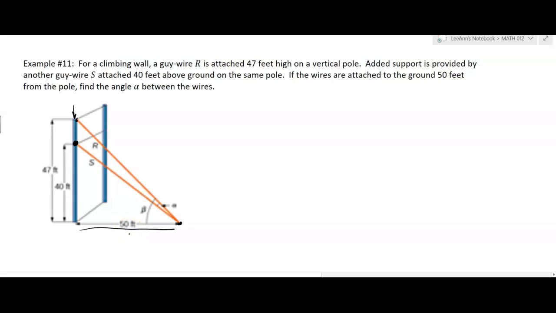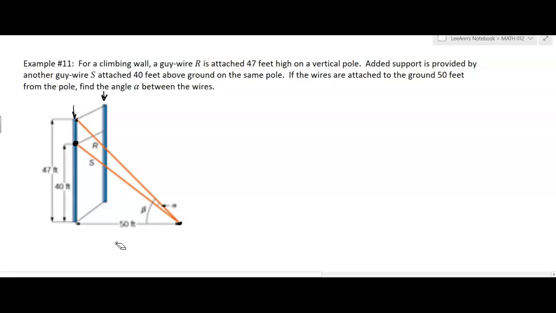So this pole back here doesn't really figure into the diagram. It's just the other side of the wall. But you can see, hopefully, that you have two right triangles, one with a hypotenuse R and the other right triangle with a hypotenuse S. We also know the vertical component of those triangles, and we also know the horizontal component. So those are going to be our opposite and adjacent sides, and so we're going to be using tangent.